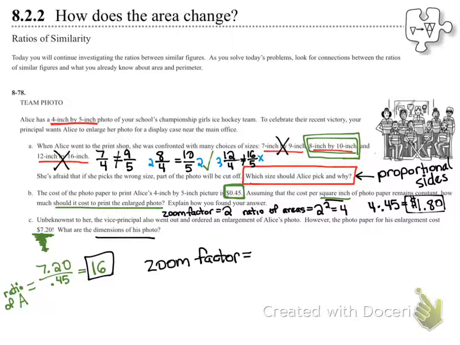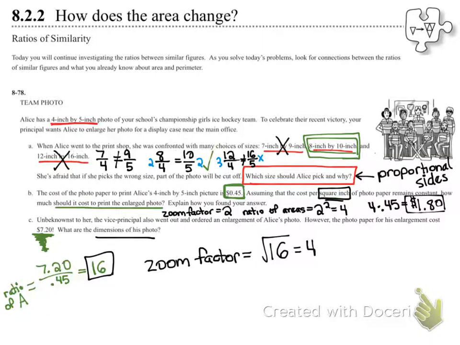All right, so remember we're moving from square inches to inches. So how do I get rid of the square in front of the inches? Well, I take the square root. So if I know that the ratio of the areas is 16, then I can take the square root of 16 to get the zoom factor. So then I know that the zoom factor is 4, which means the side lengths of the enlarged figure are 4 times as big as the side lengths of the original.